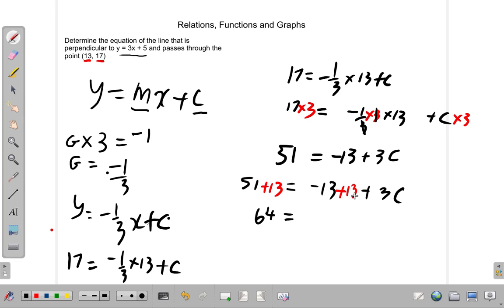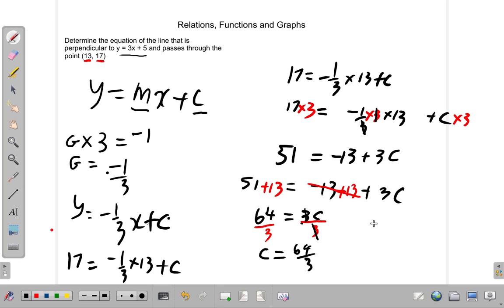negative 13 plus 13, that's gone. You don't have to worry about the 13 anymore, because negative 13 plus 13 is 0. So you have 3c left. And then last thing, you divide by 3. So 3 cancels 3, and you have c is equal to 64 over 3. Let me switch it around, put c on the left: c is equal to 64 over 3.